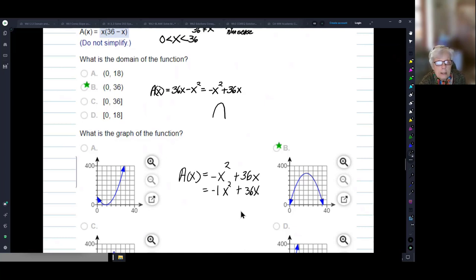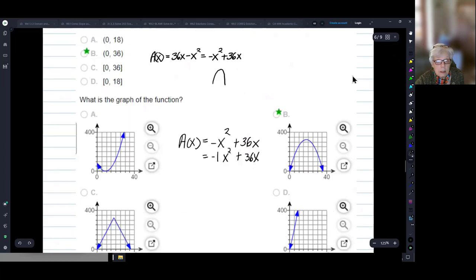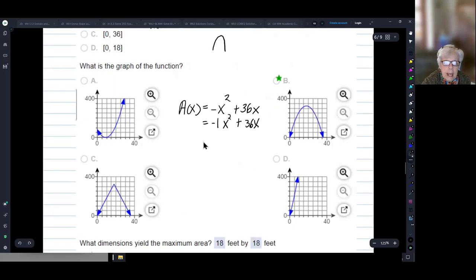Okay, now it wants to know what the dimensions would be. It would be helpful if I found H, K, don't you think? At least H.